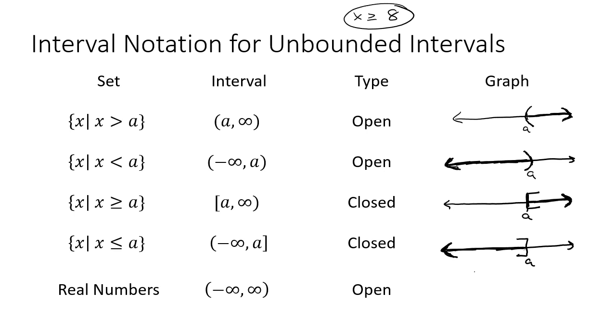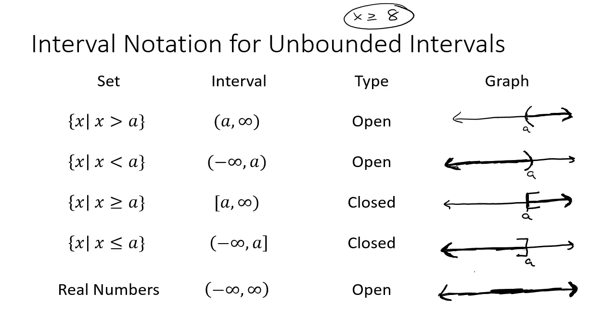And then if you had all real numbers, that's the entire number line. So the solution is just the entire number line. And as an interval, that would be forever to the left at negative infinity, to forever to the right at positive infinity. And that would be classified as an open interval because there's no closed endpoint like in the previous two.